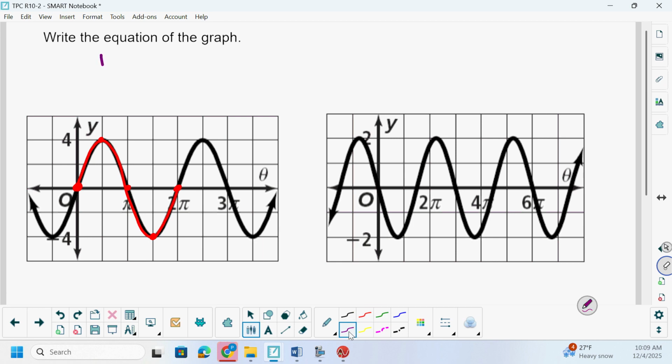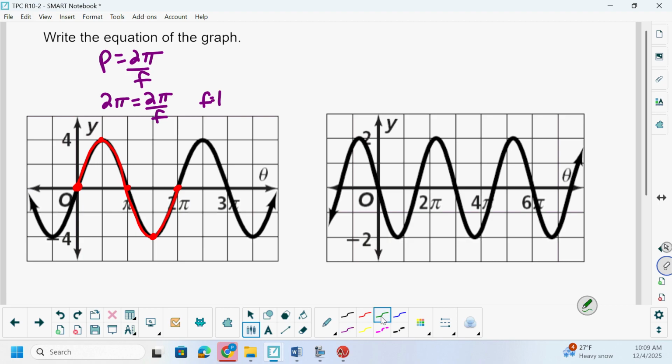So if period is always equal to 2 pi over frequency, what we just found was our period. We found the length of the cycle. So we got 2 pi equals 2 pi over f. Well, the only way for the right side to be 2 pi is if we're dividing by 1. So frequency is just 1.